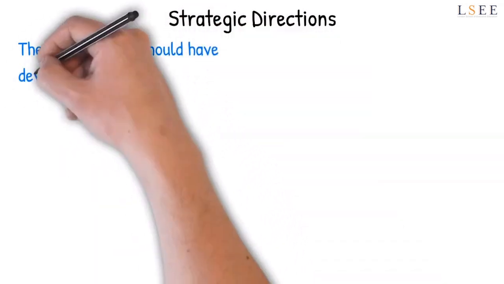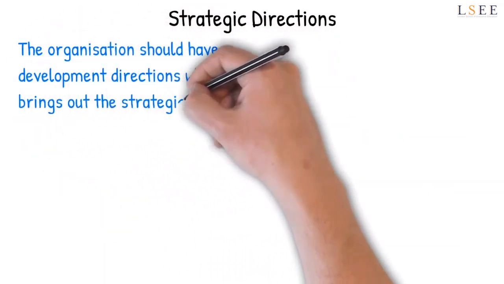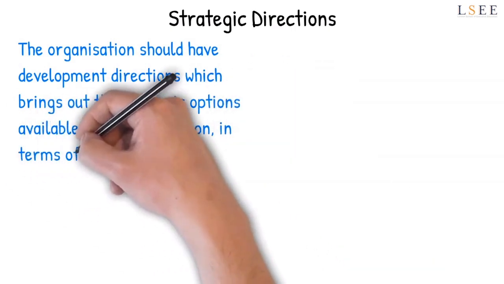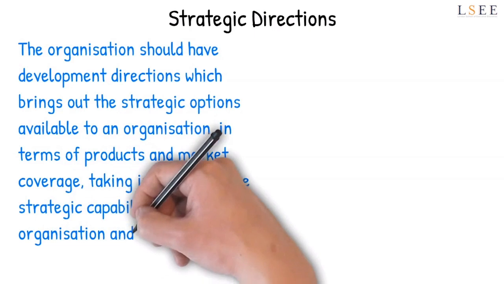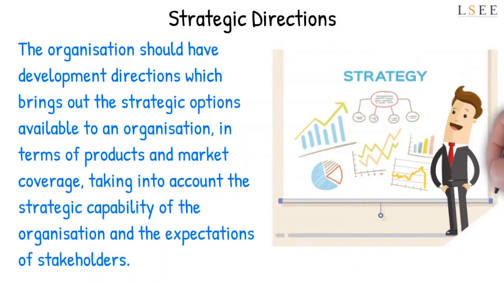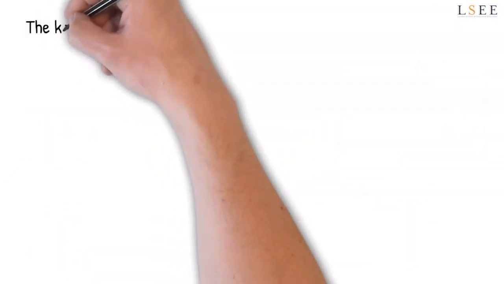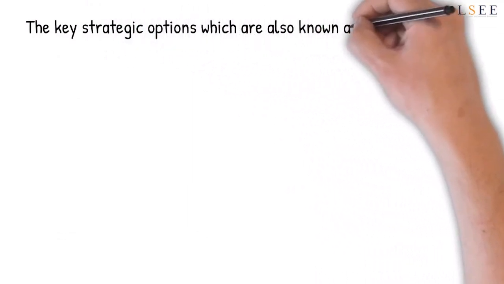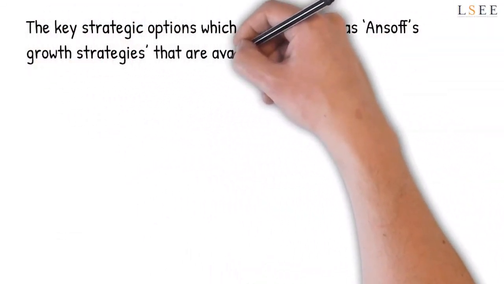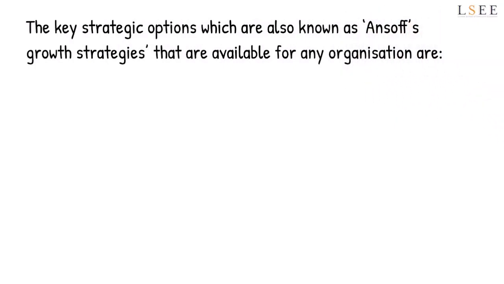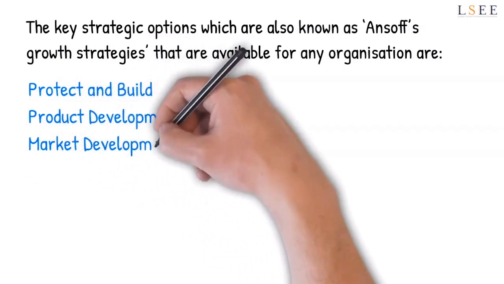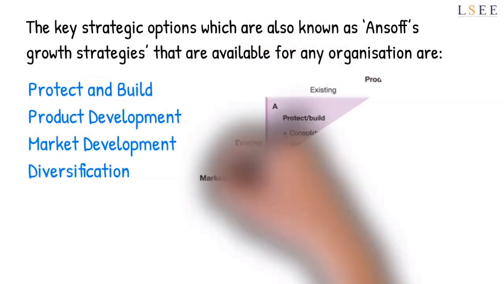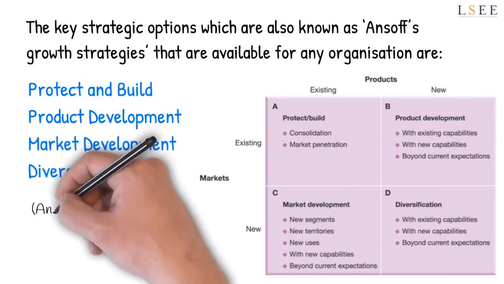Strategic directions. The organization should have development directions which bring out the strategic options available to an organization, in terms of products and market coverage, taking into account the strategic capability of the organization and the expectations of stakeholders. The key strategic options, which are also known as Ansoff's growth strategies, that are available for any organization are: protect and build, product development, market development, diversification. Ansoff, H. 1988.